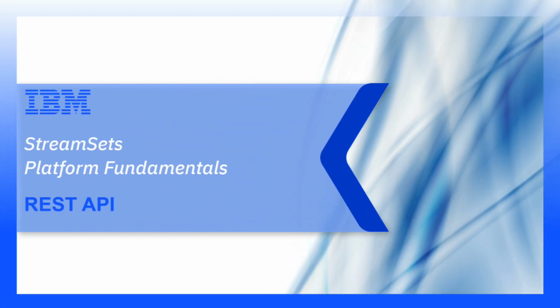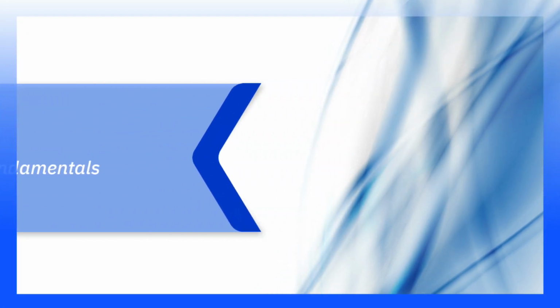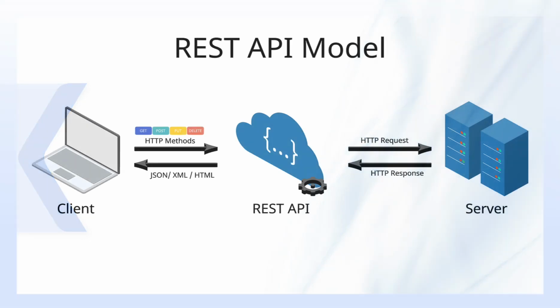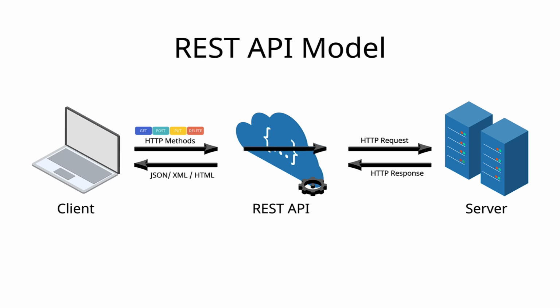In this lesson, we're going to learn how to work with the REST API. The REST API allows us to interact with the IBM StreamSets platform to manage resources using a REST API client. The picture shows a typical REST API model. A client sends HTTP requests to the StreamSets servers via the REST API. A response is received back to the client in the form of JSON, HTML, etc.